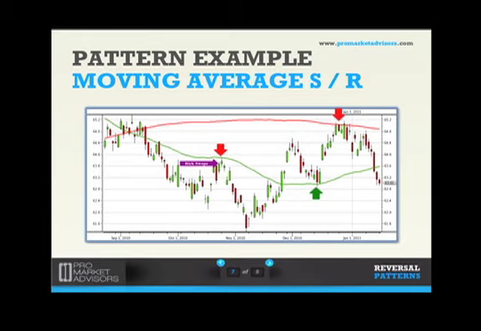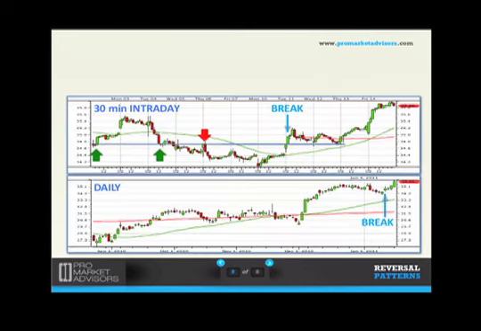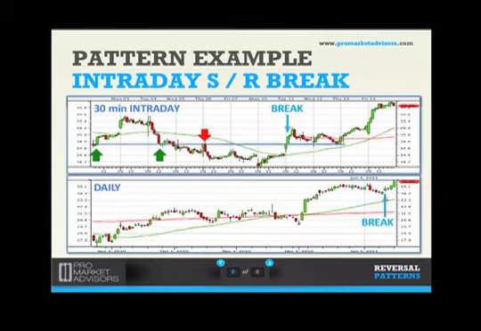So, moving average support and resistance, which leads us to the next one, and this is the last one, and that is intraday support and resistance break. This kind of goes along with the question that I think it was James that asked about where do you place your stop and engulfing panel. Intraday charts very often give you very important clues and guidance on what's happening on the dailies.